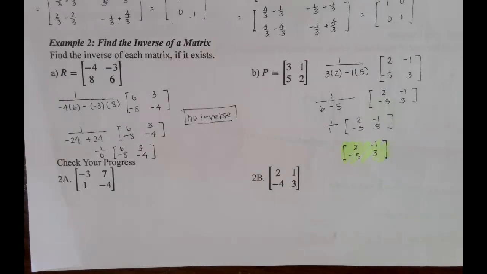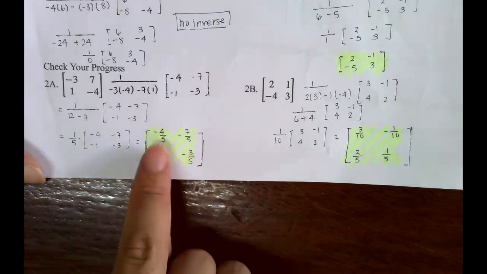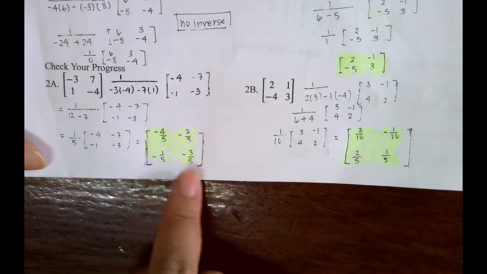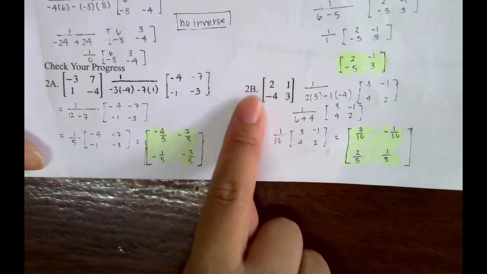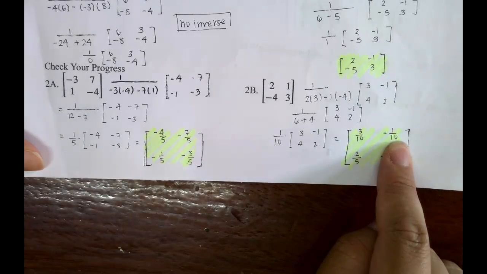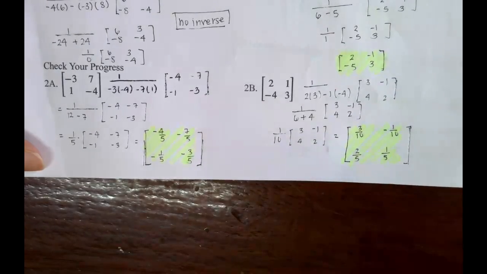Okay. So why don't you try 2A and 2B on your own and then come check your answer when you're done. Okay, for 2A, you should have gotten negative 4/5, negative 7/5, negative 1/5, and negative 3/5. And for 2B, your inverse matrix should be 3/10, negative 1/10, 2/5, and 1/5. And that's because of the simplified fraction there.